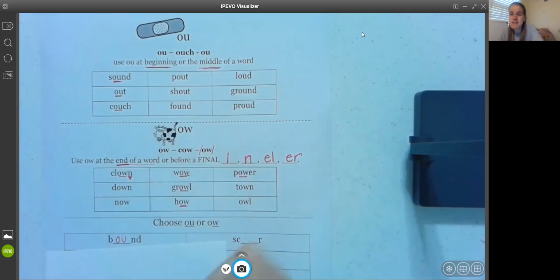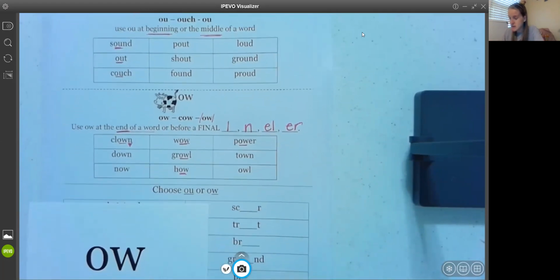It's just going to be a lot of repetition and a lot of repeating what we're doing and just a lot of exposure. So we're not expecting them to master it, but just having some exposure.